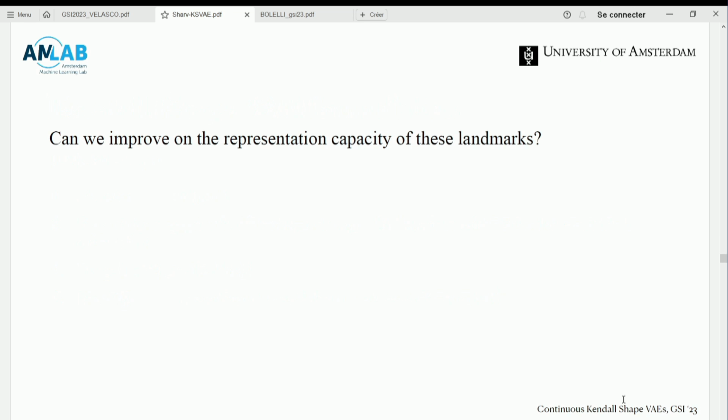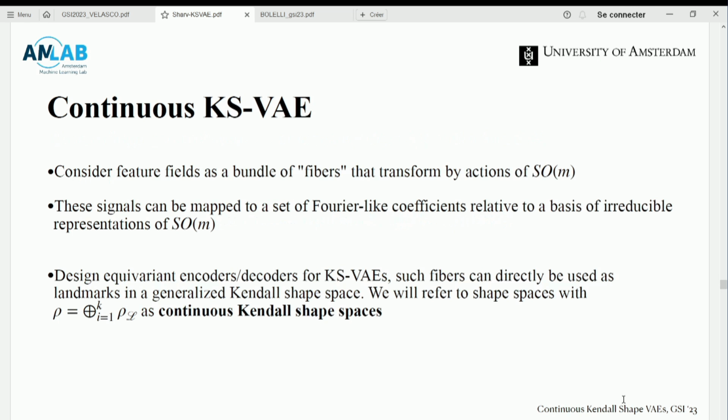All right. But okay, enough about just the Kendall-shape spaces. Can we improve on the representation capacity of these landmarks? And how so? That's where this work comes in. This is the continuous Kendall-shape VAE part. The idea is that here landmarks are discrete and only focus on discrete points, and can we look at it beyond that, right? Can we think of something more? This is the viewpoint that we have taken here.